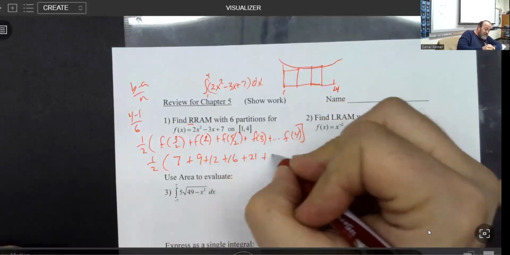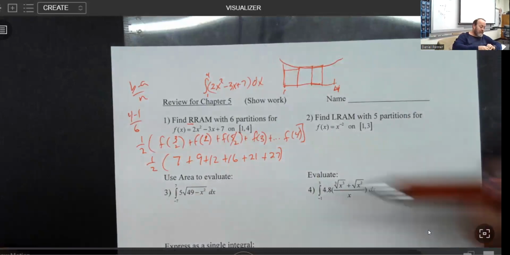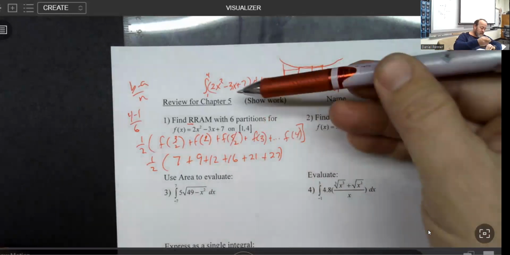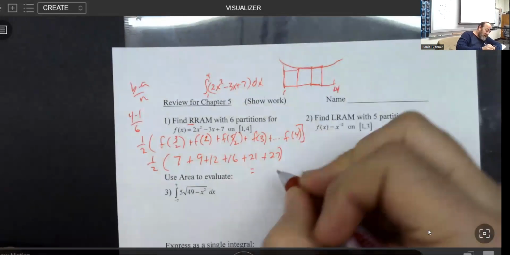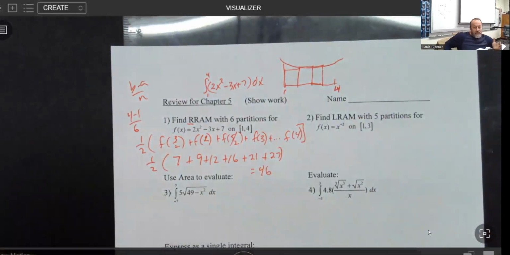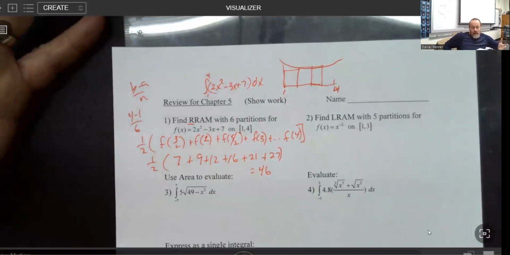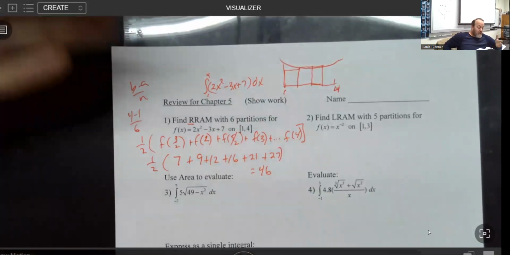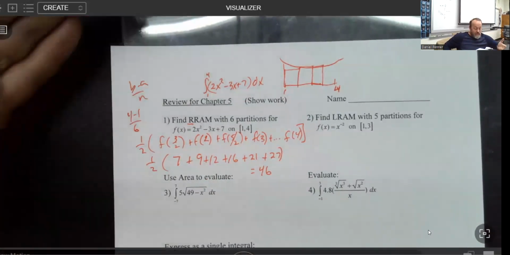But I went in and I evaluated each of those numbers by plugging 3/2 into the original equation, by plugging 2 into the original equation, and then 5/2, etc. And I found that the area was 46. Which again, sometimes we would ask, is that an overestimate or an underestimate? But we really need to look at the curve specifically and think about the concavity and the curvature to know that.